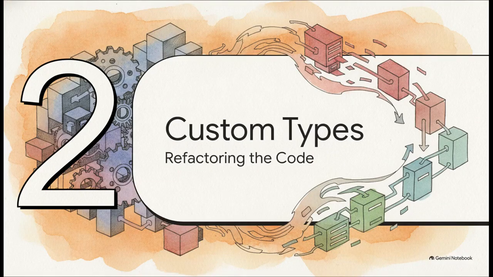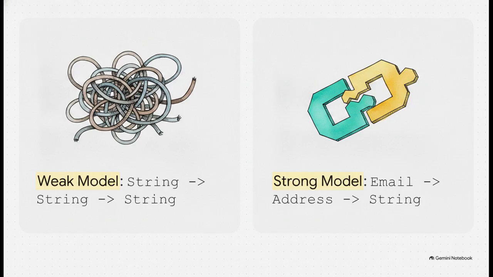Section 2. Refactoring to custom types. Now, notice the stark difference here. This is where we fix the problem. We are physically changing our code from a weak domain model that relies on raw strings into a strongly typed custom data model. So instead of sendEmail taking a string and a string, our strong model takes an Email type and an Address type. Suddenly, just by reading the signature, the business logic is absolutely crystal clear.